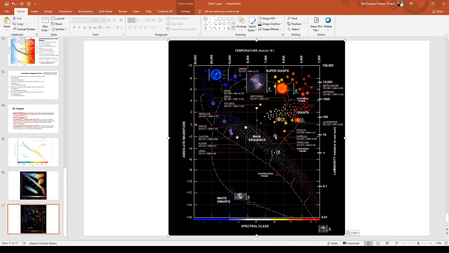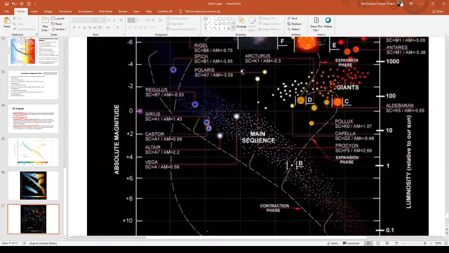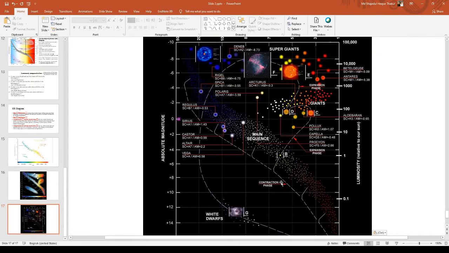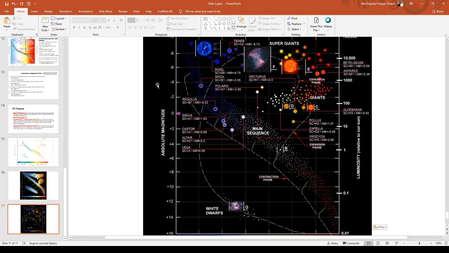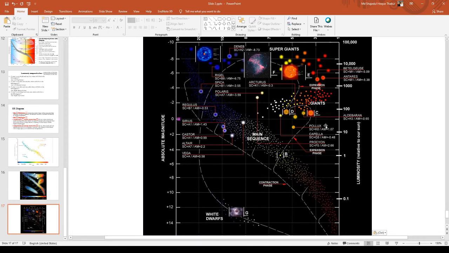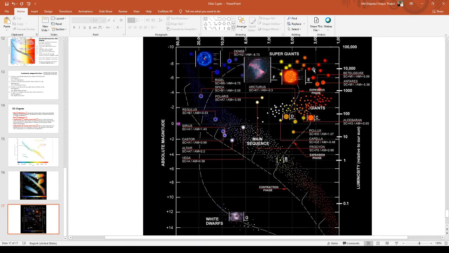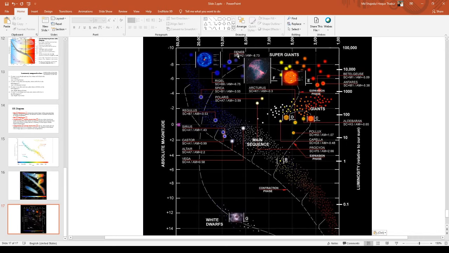Okay. You see, much more complicated, a lot more stars, but ultimately the idea is the same. You can see the spectral class here. You can see the temperature here. You can see luminosity compared to the Sun. You can see absolute magnitude, and you can see several groups. You can see white dwarfs here, the main sequence group here. You can see the giants here, and the supergiants here, and you can see some more stars around here. I'll explain what they are in a second.